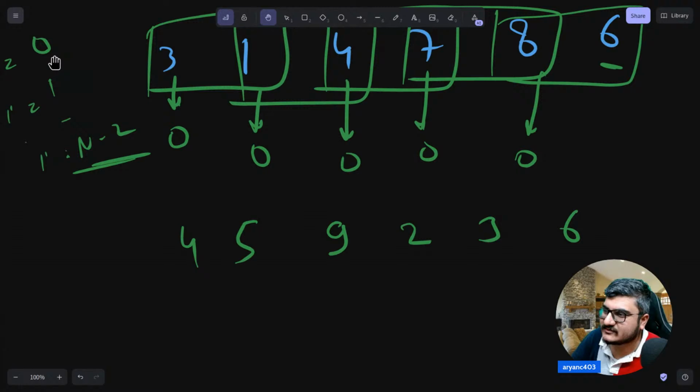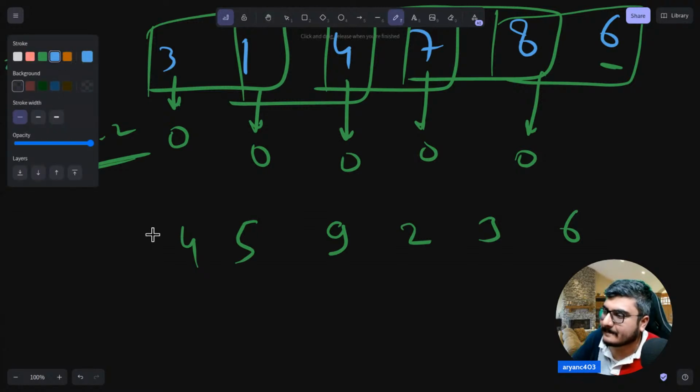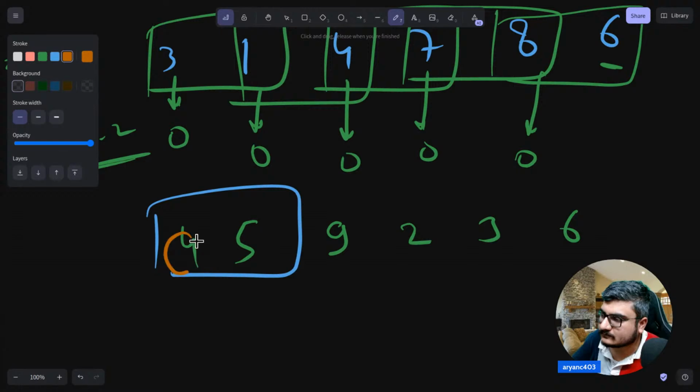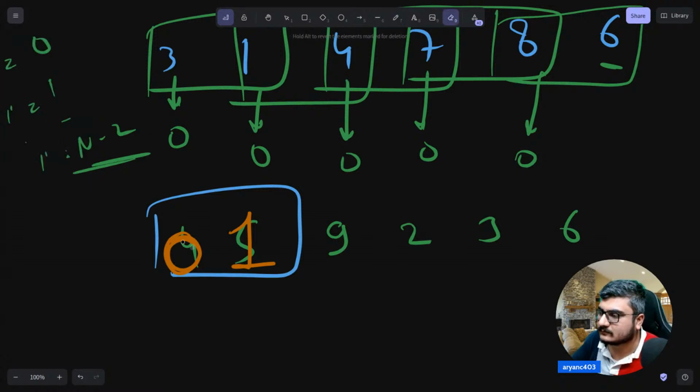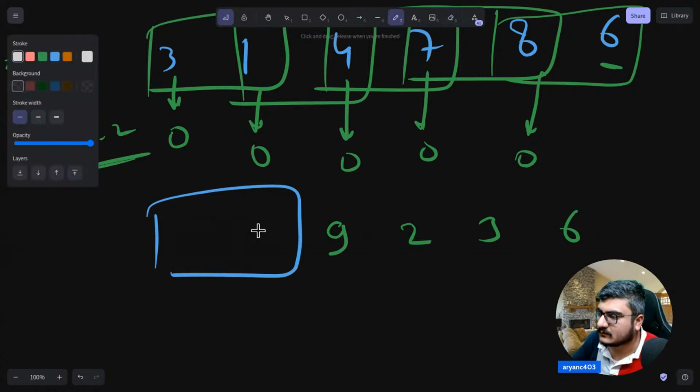The idea is, let's first do an operation on the first number. Here this 4 will become 0. This 5 will become 1. Now you do an operation between these two numbers. Now you do an operation between these two numbers. This will again become a 0, and this will become 8.